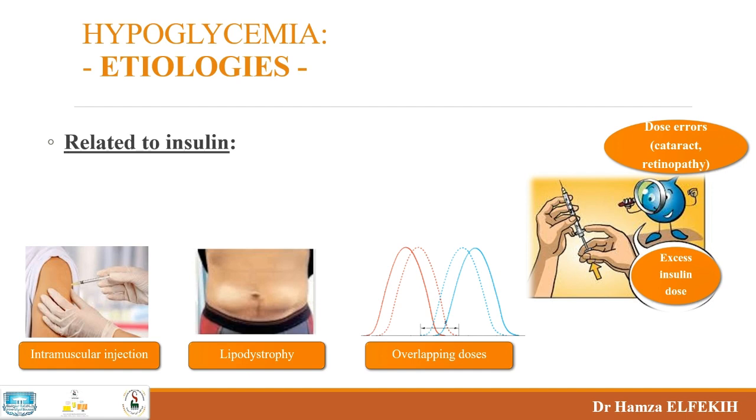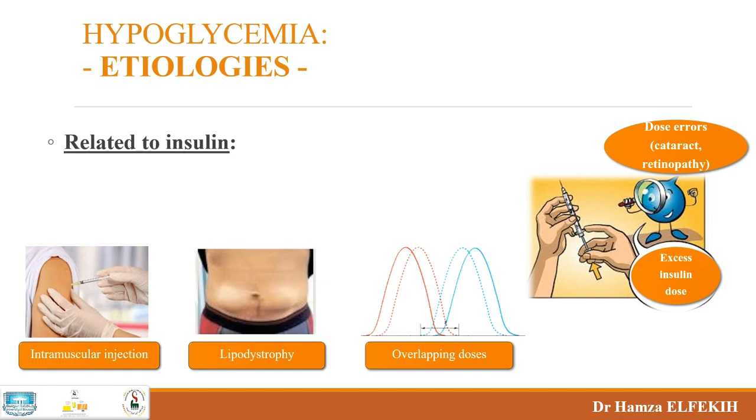Sometimes the etiology is related to insulin, so the patient injects insulin directly into the muscle. So intramuscular injection could cause hypoglycemia. If you do the injection in the same zone, he could have lipodystrophy. In this case, the patient could have hyperglycemia, and at the same time, he could have both hyperglycemia and hypoglycemia.